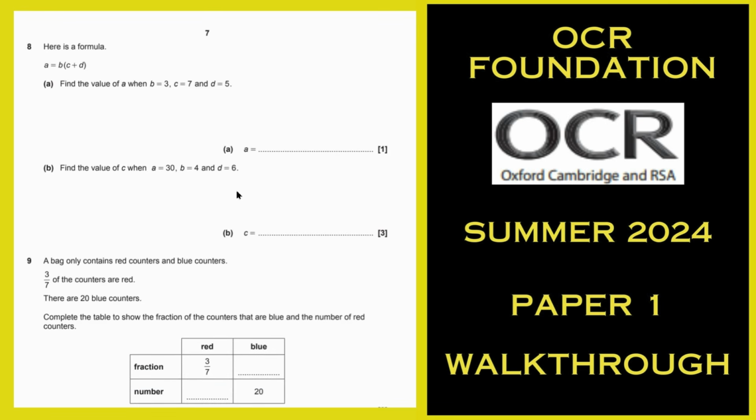We've got a formula, a little bit of substitution, a little bit of BIDMAS, but feel free to let your calculator do the BIDMAS bit for you. Find the value of A when we replace B with 3. In it goes. C with 7. And D with 5. And I know it's a calculator paper. Feel free to bash it all in and you'll get the correct answer of 36.